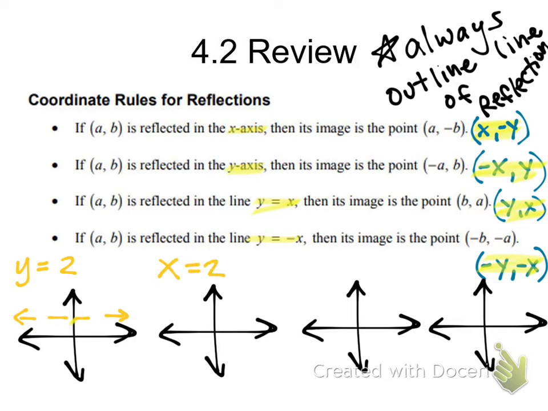If we wanted to do x equals 2, which axis does it touch? The x-axis at 2. So what kind of line would this one look like? Vertical.